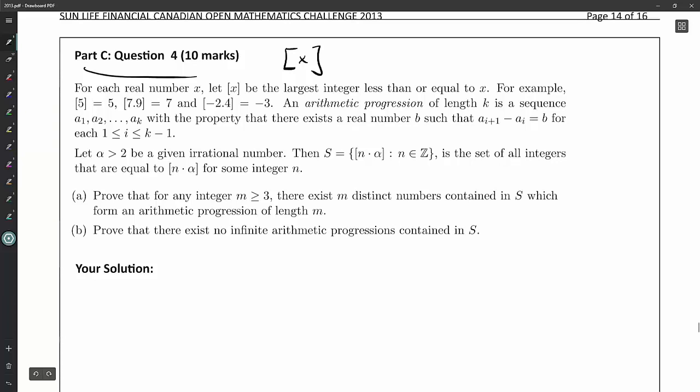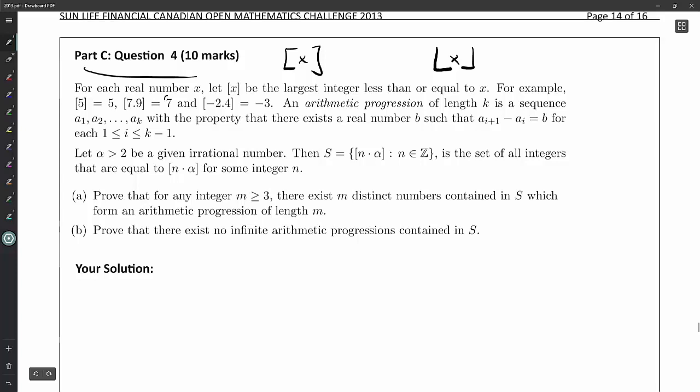That's fine. For example, the floor function of 5 is 5. I'm going to call it the floor function, by the way, but usually it's written like this. The floor of 7.9 is 7 because 7 is less than or equal to 7.9. It's also an integer, and it's the biggest one of them. And the floor function of negative 2.4 is negative 3.